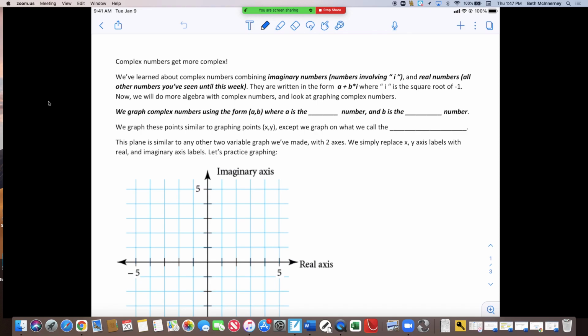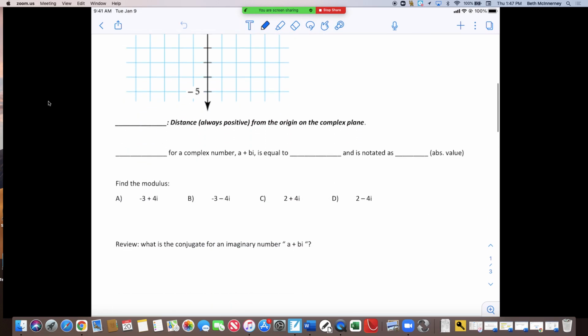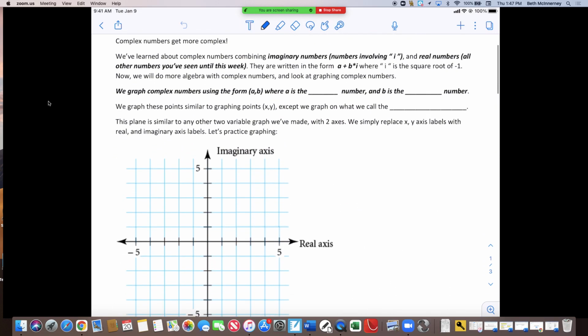Show. Does everyone have their notes open? 5.4. So, complex numbers. We're going to get more complex today. So much excitement. All right.